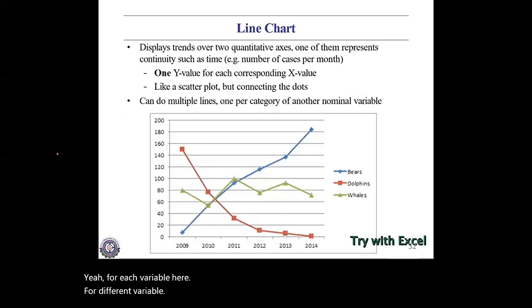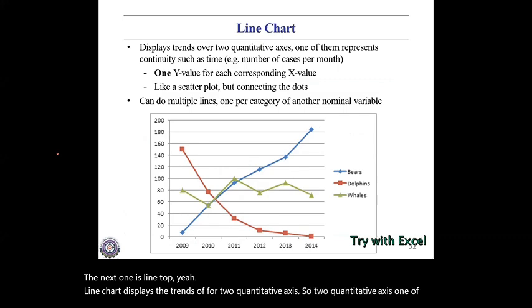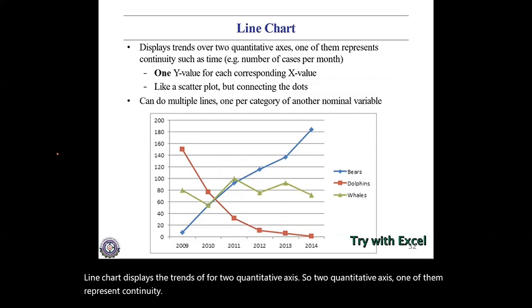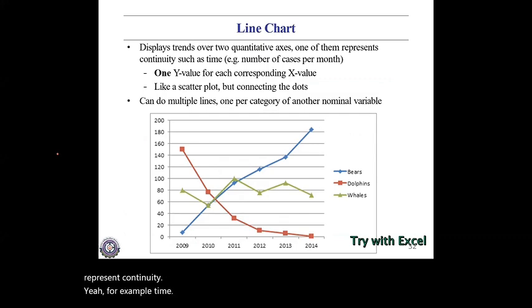All right, so the next one is line chart. A line chart displays the trends for two quantitative axes. One of them represents continuity, for example, time. So we can say the number of cases per month.